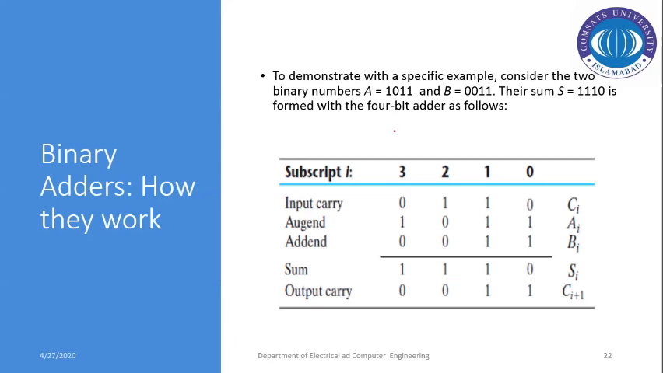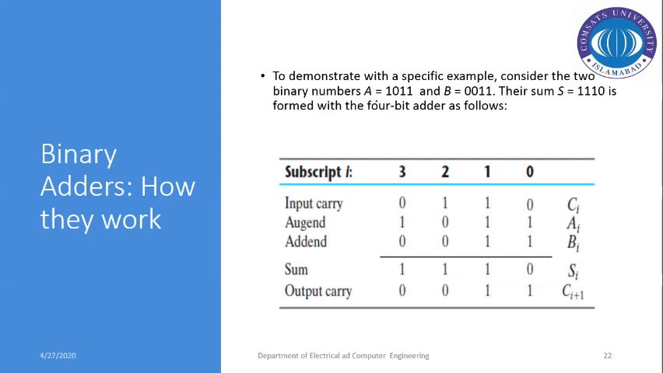So let us see another example in detail. To demonstrate with a specific example, consider the two binary numbers. A is this and B is this. Both are 4-bit numbers. So this is basically a 4-bit adder, and we're going to implement that in this example. The sum that is being produced is 1, 1, 1, 0.